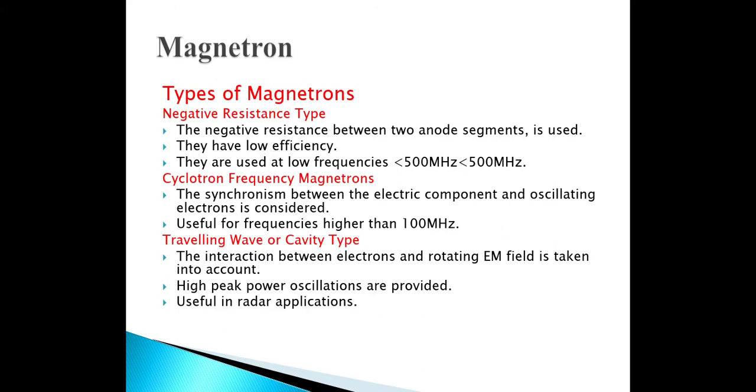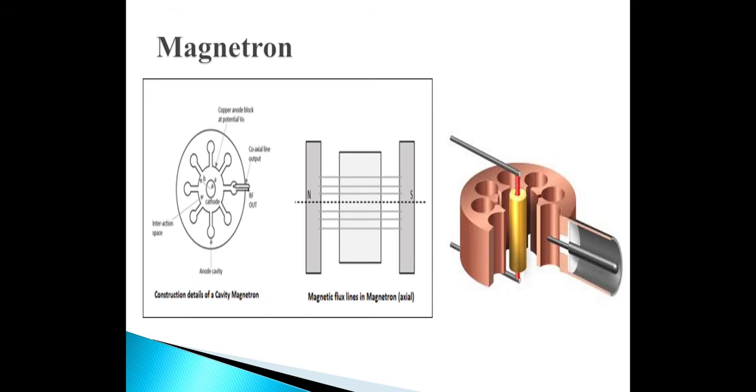And the last one is the traveling wave or cavity type. The interaction between electrons and the rotating EM field is taken into account. High peak power oscillations are provided, which is useful in radar applications.